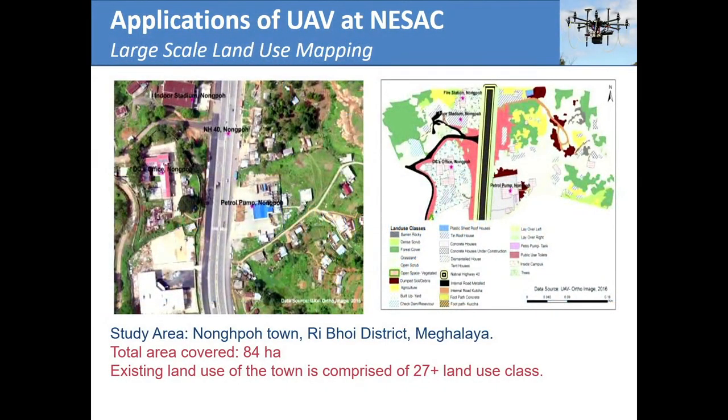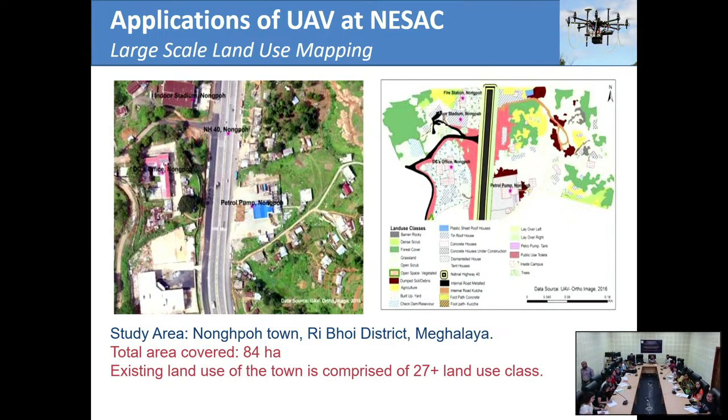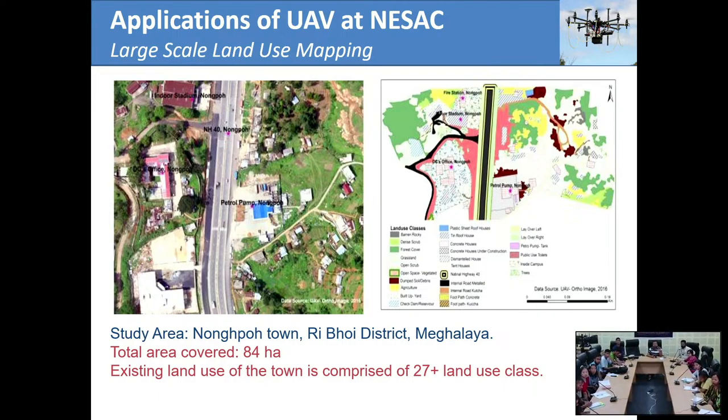So first one you can see is large scale land use mapping. Land use, land cover, you all might have worked on satellite images. So it is very much similar to that. This is the Nongpoh town area image. You can see the kind of resolution, even these solar panels and all are visible. Even cars you can see on the ground. So suppose you capture thousands of images and you do some data processing and generate one single image. On top of that you can do all this analysis.